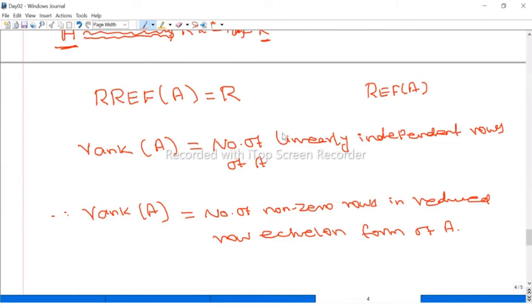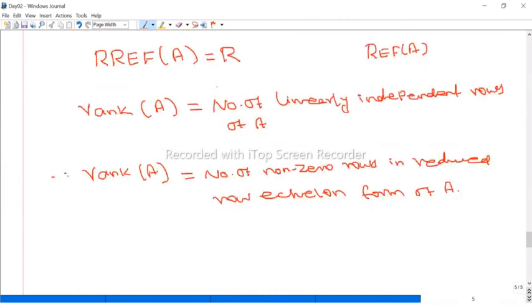Anyway, keep in mind you can use any definition, the first or the second. If you are able to find the number of linearly independent rows, you can take that definition. If you can easily reduce the matrix into row echelon form, then reduce it and find the rank. It is up to your wish; take whichever is easy. But even if you work with A itself, you have to find the number of linearly independent rows, not the number of rows. So be careful.